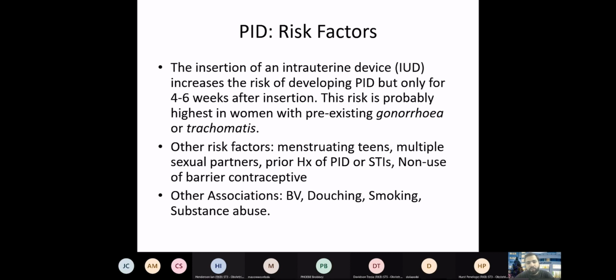There are some associations. The link is not very clearly understood, but of course there's a strong association in the studies, including bacterial vaginosis, female douching, smoking, which is thought to affect the cilia of the fallopian tubes, causing dysfunctional cilia and hence getting infections quite easily, and substance abuse as well.